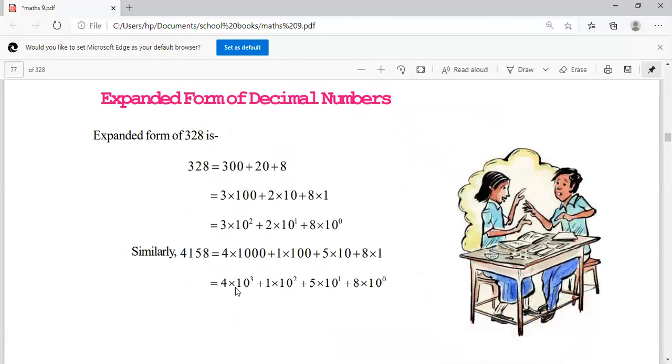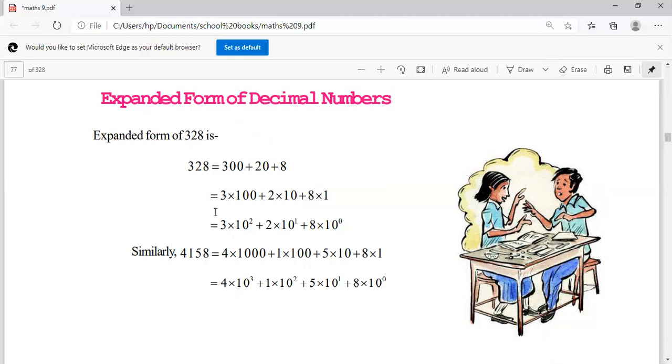Now how do we expand? Okay, the expanded form of any decimal numbers. For the decimal numbers also, and if the number is not in decimal form, then also when we expand the numbers, how we write it, we are going to know that also. How we write the expanded form in the form of exponents.